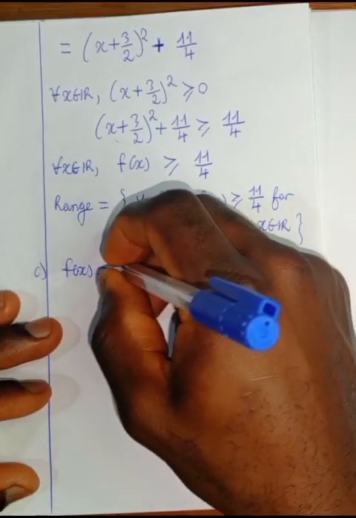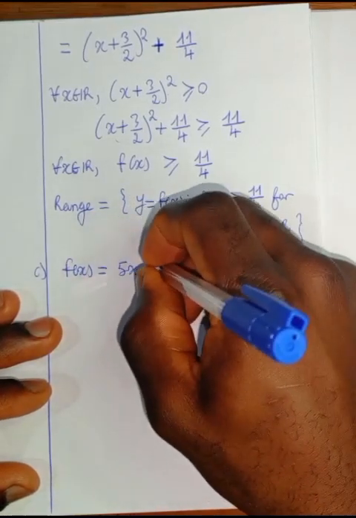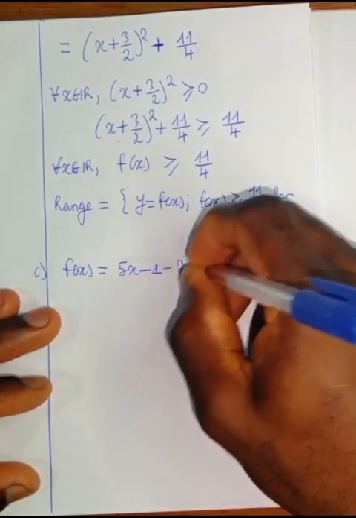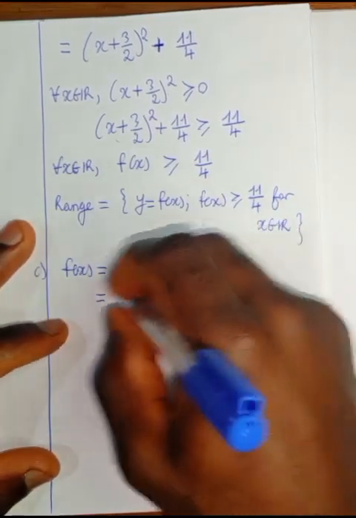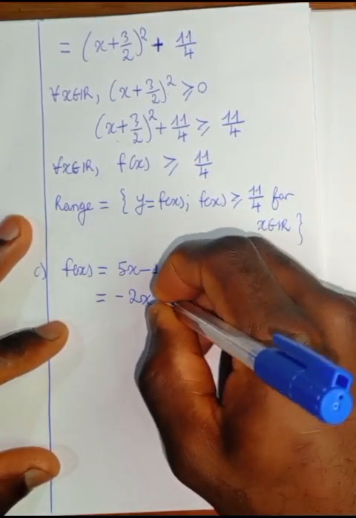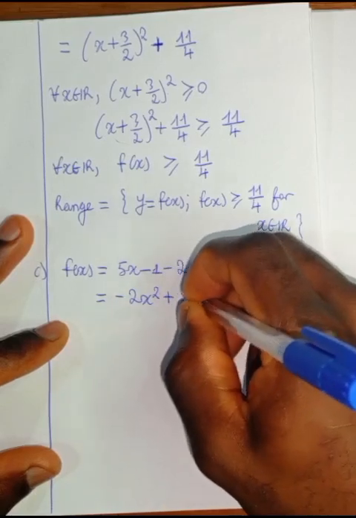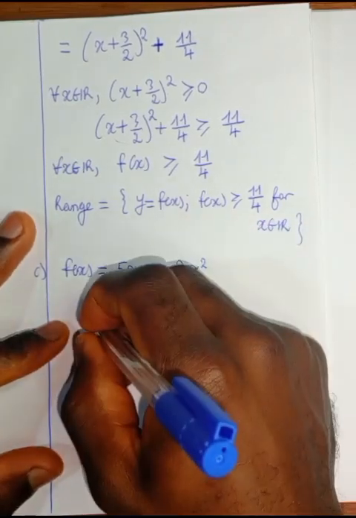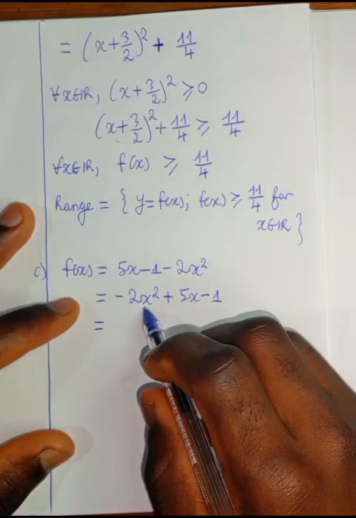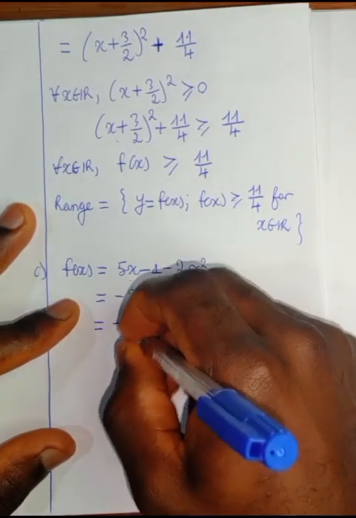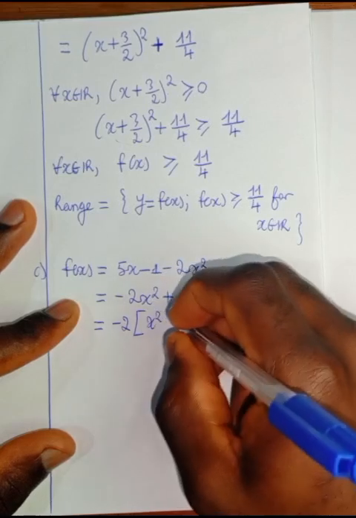f(x) is equal to 5x minus 1 minus 2x squared. We know we can write this down as negative 2x squared plus 5x minus 1. Next, we are going to factor out negative 2, so we make the coefficient of x squared to be unity. Factor negative 2 times x squared.